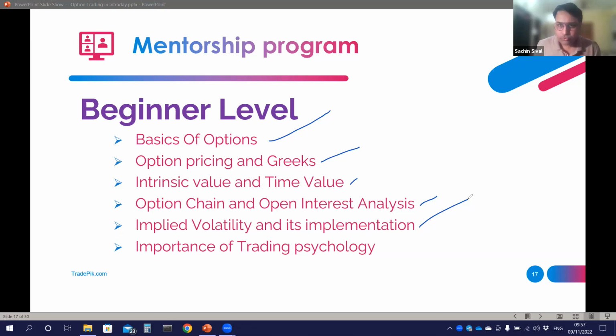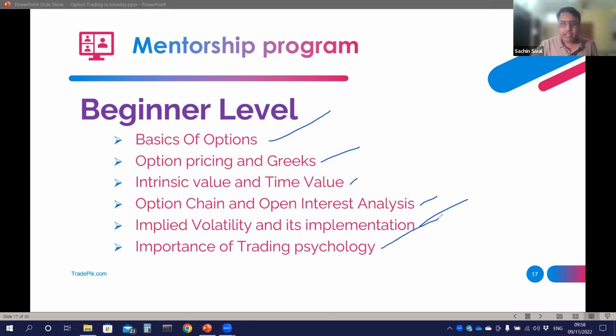And if you know what implied volatility is, but you don't know how to use it, then also it's not a good thing for you. So we will learn implied volatility and its implementation in option pricing, and how you can use it in your regular option trading.